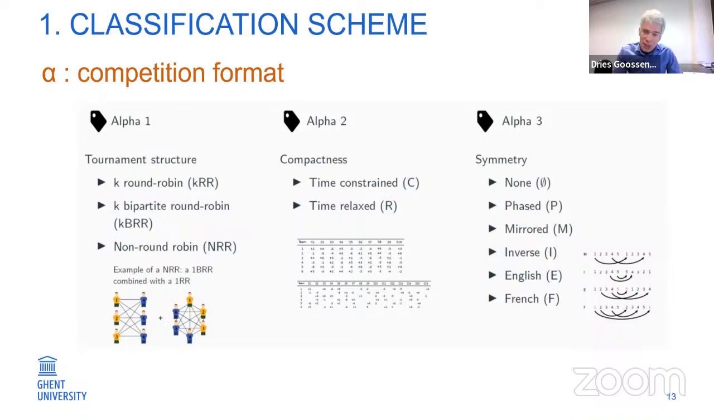And alpha 3 is a symmetry factor. Think about a double round robin tournament. You play against every team twice. So should it be phased? Should you play against every opponent once before you can meet an opponent for the second time? If that's true, it's phased. And you could go even further where there is some kind of symmetry between the two parts. It could be mirrored, or other symmetry structures are also possible. So that's about the competition format.